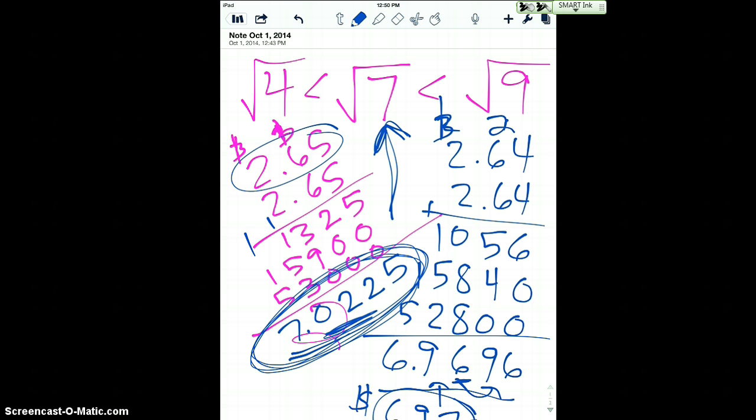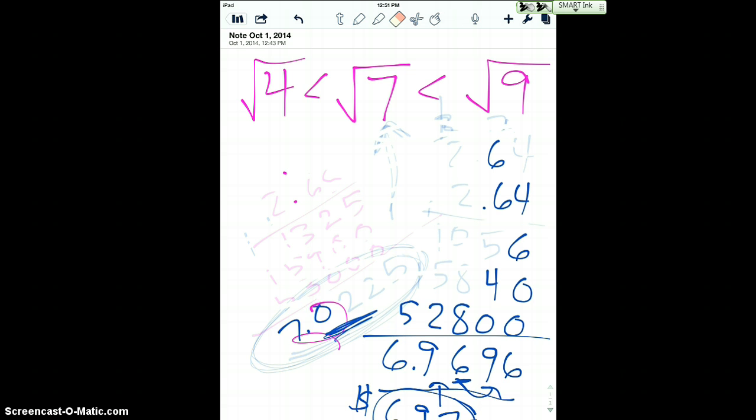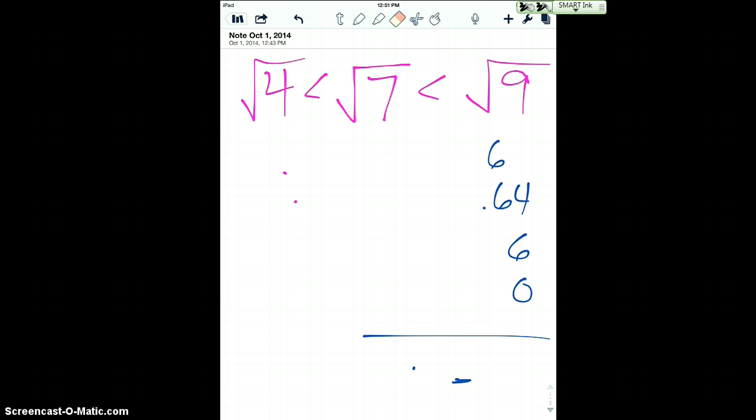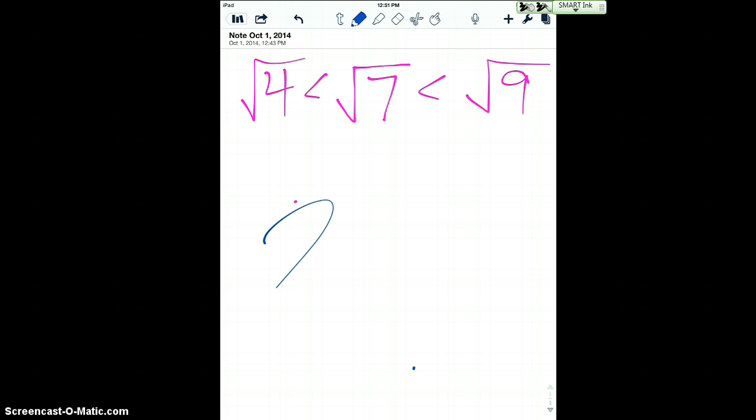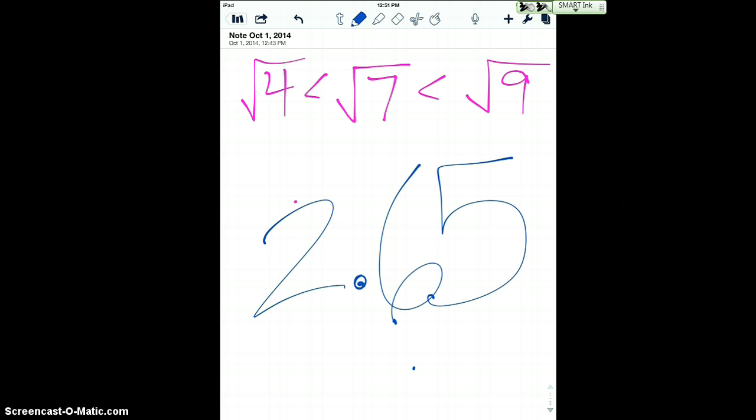Wow, it's close. So with all this work that I don't want you to erase, but I have to, I'm going to say that the square root of 7 is going to be 2.65. Yep, and that's it. That is rounded to the nearest hundredth, and that makes me happy. Okay, so there you are.